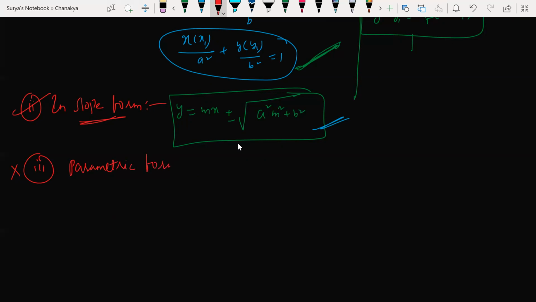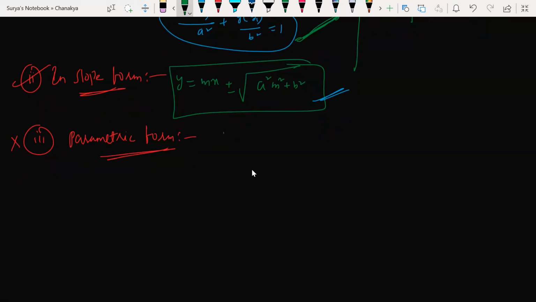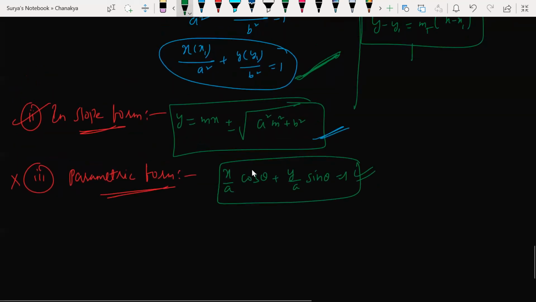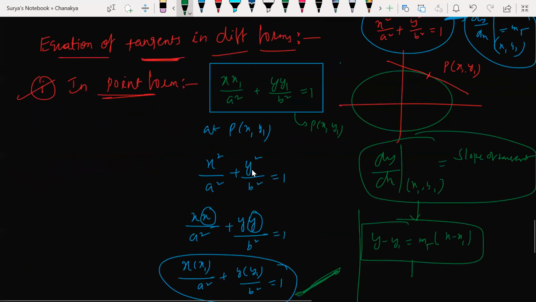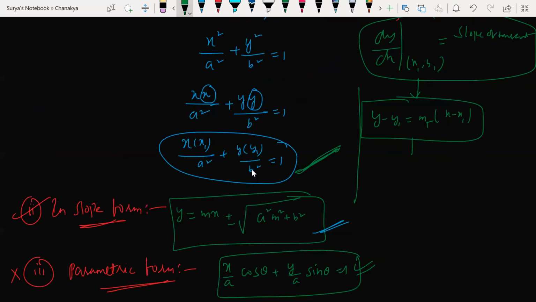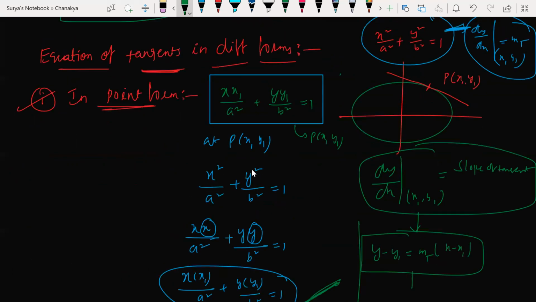Parametric form. Clear? Which is x by a cos theta plus y by b sin theta is equal to 1. This is my parametric form. Guys, you should remember this a little. If you remember this, very simple. Remembering means you are not mugging up here. You know how you can prove it. Everything you know here. I just told you the way of proving this equation. You can just prove it.